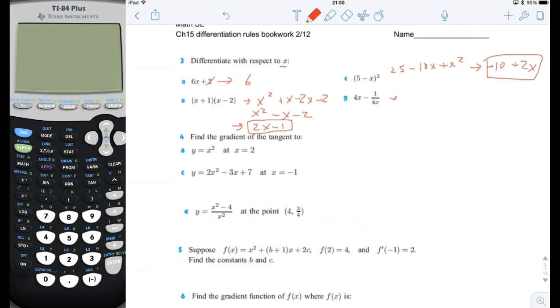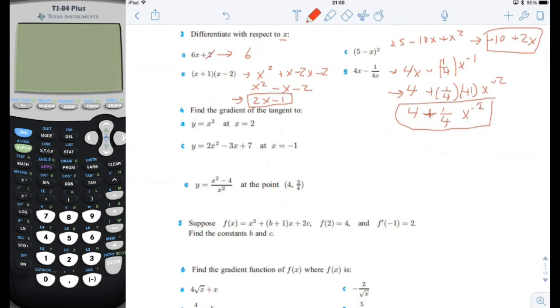And then g, finally. Let's see. So we just rewrite this so that it's 4x and negative 1/4 x to the negative 1. And then we take the derivative, and the first term becomes 4, and the second term becomes negative 1/4 times negative 1 times x to the negative 2. And so we can simplify this. Actually, the negatives here cancel out, so it's 4 plus 1/4 x to the minus 2. Okay.